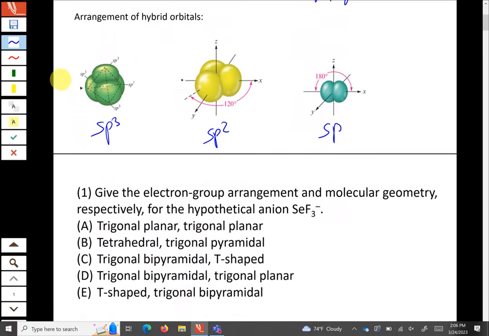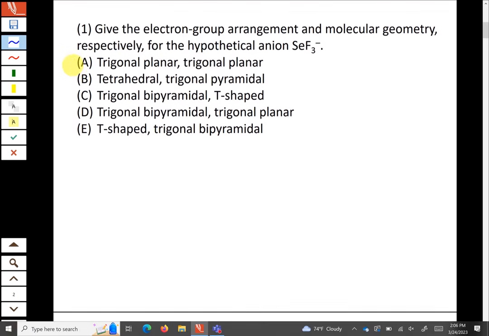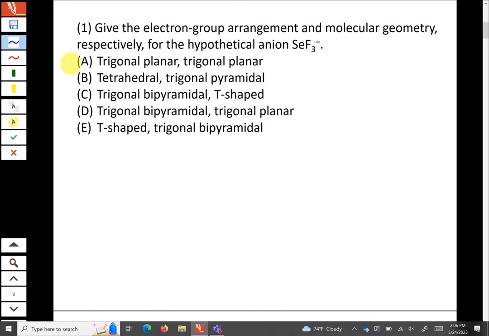All right, so let's get right into the problems then, starting with number 1. The exam is ordered in order of the chapters 4, 5, and 6, and so we'll start with chapter 4 material here.